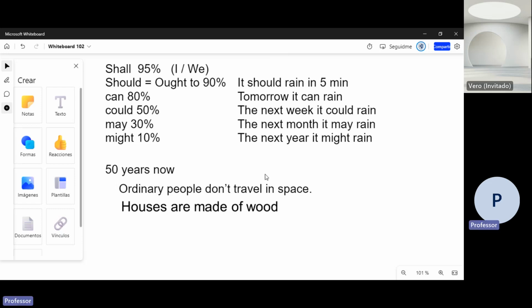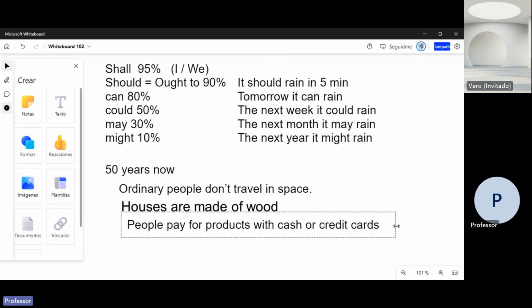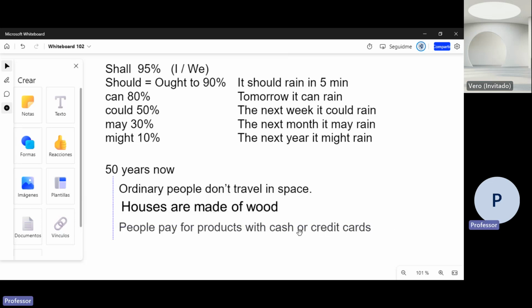People pay for products in this moment. In the present, people pay for products with cash or credit cards. Nowadays, we use cash or credit cards to pay for products. That's what happens in this moment. Now, in 50 years, do you think that we will continue doing the same?